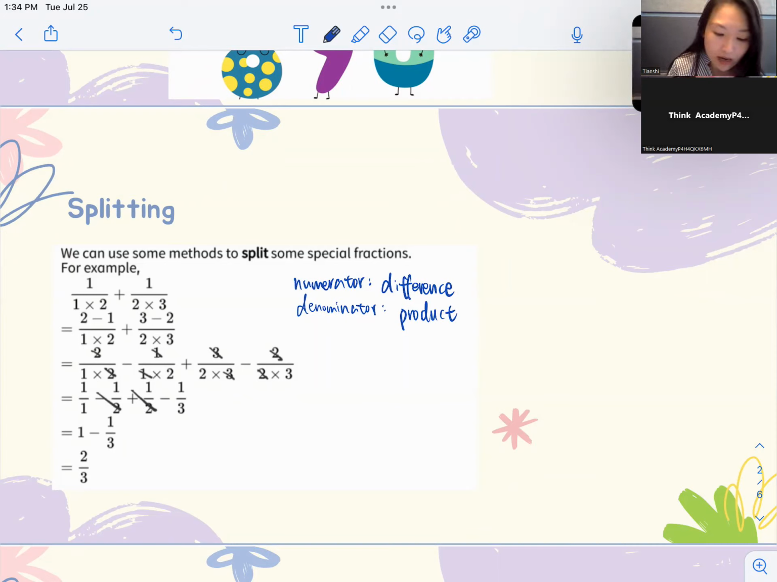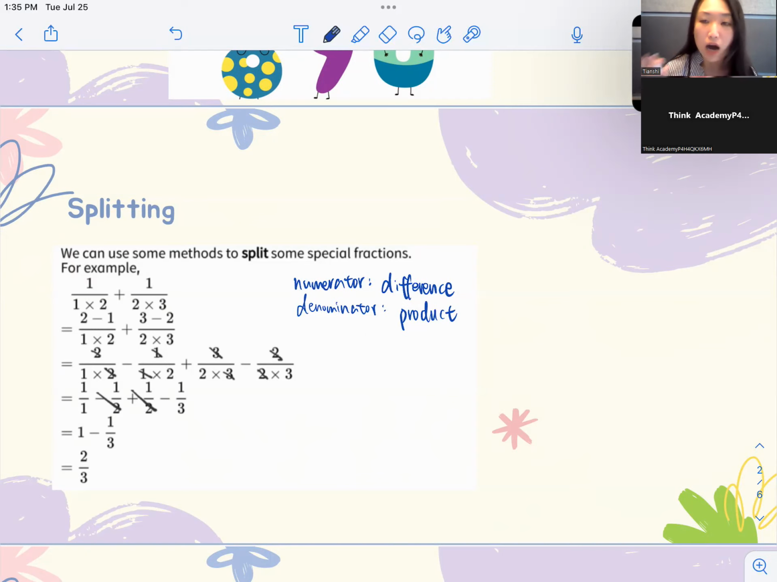For this one, this is 1 over 1 times 2 plus 1 over 2 times 3. The numerator is 1, which is 2 minus 1, and also 3 minus 2. And the denominator is the product of these two numbers. So we can rewrite the first term into 2 minus 1 divided by 1 times 2, and the second term in the form of 3 minus 2 divided by 2 times 3. And then we can split it, and it can be simplified into 1 minus 1 over 2 plus 1 over 2 minus 1 over 3.